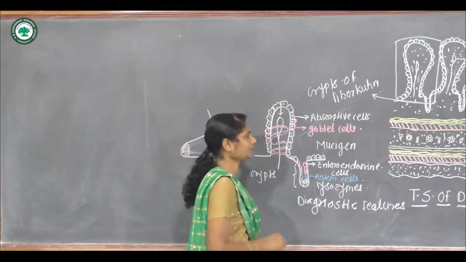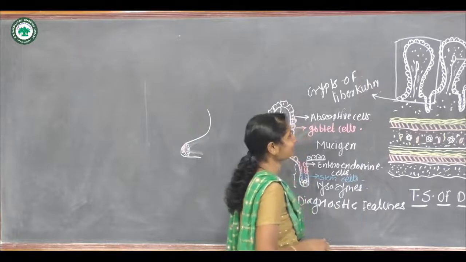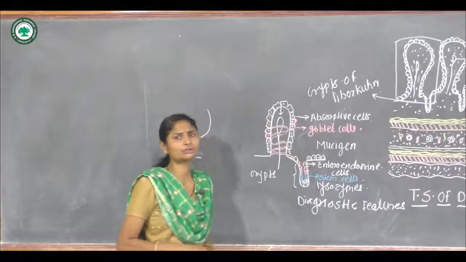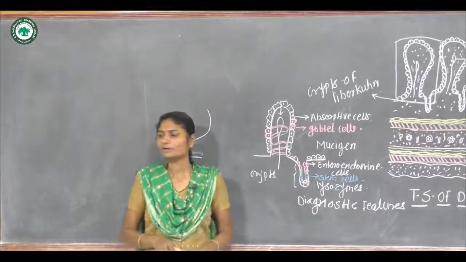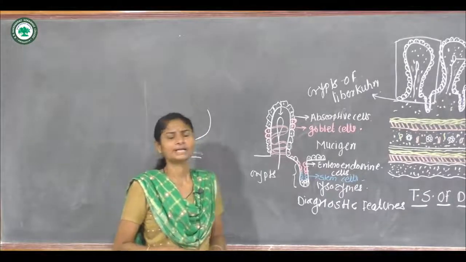Diagnostic features of duodenum mainly include Brunner's glands, crypts of Lieberkuhn, and a number of villi, that is leaf-like villi, are present.